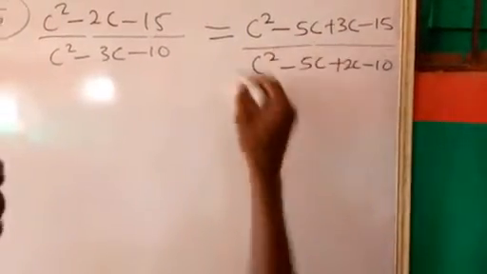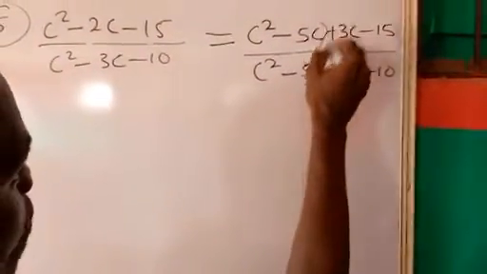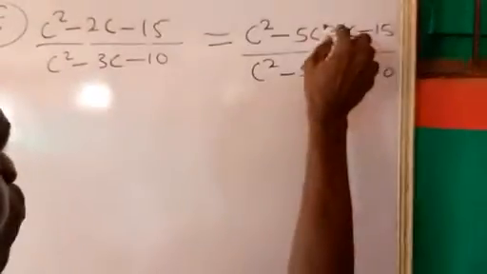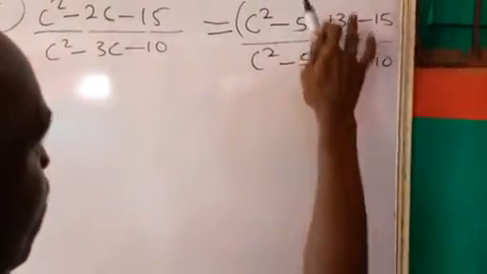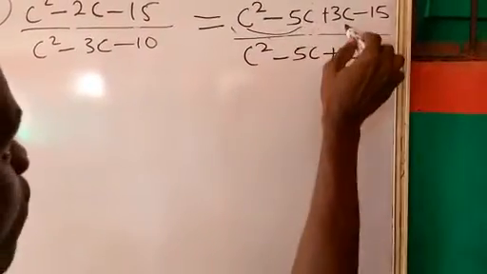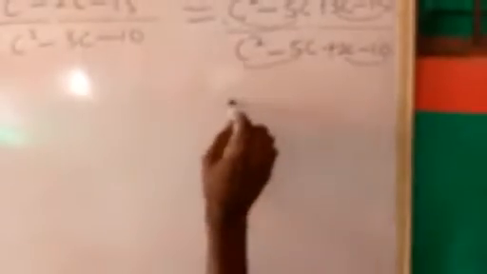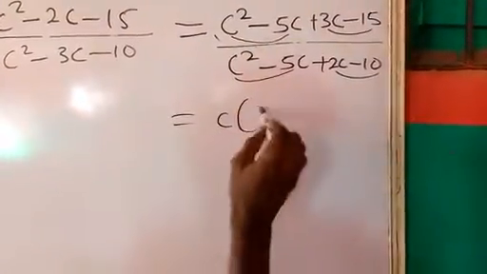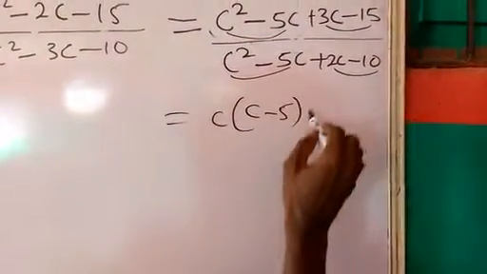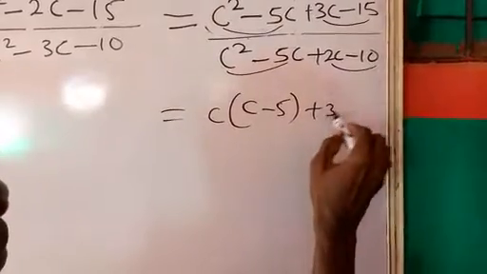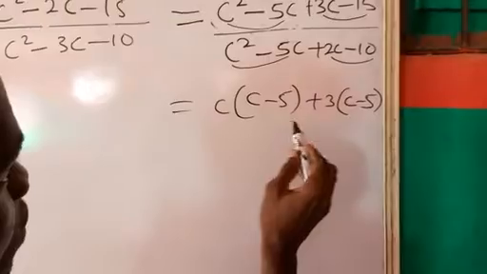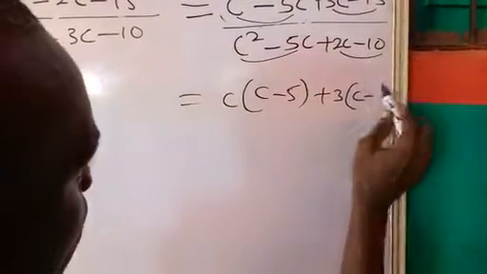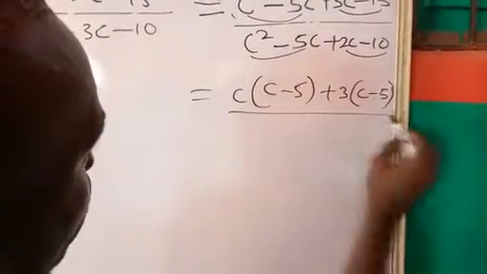Now, in this case, I can factorize each pair. To factorize this, what is common? c is common. This one becomes c minus 5. And this one, I also factorize: 3 is common, giving c minus 5. Now I can do the same thing to the denominator.